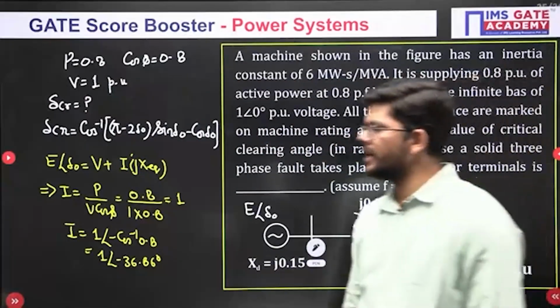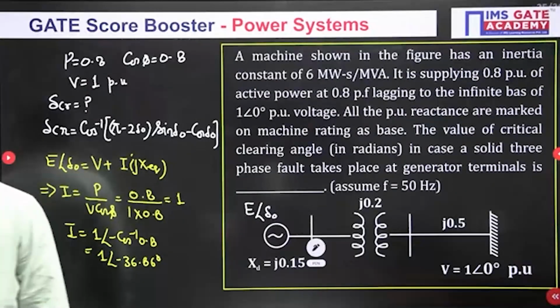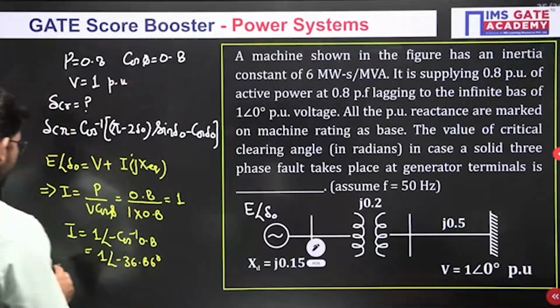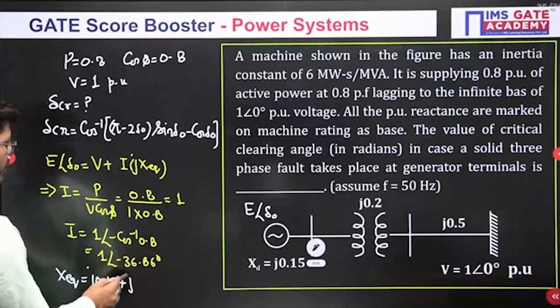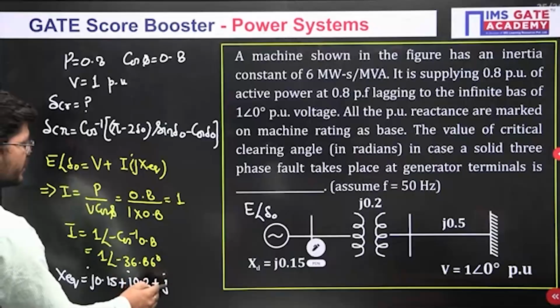Now the current is with us. What will be the X equivalent here? X equivalent will be XD, which is J0.15, plus the transformer reactance, which is J0.2, plus the line reactance, which is J0.5.